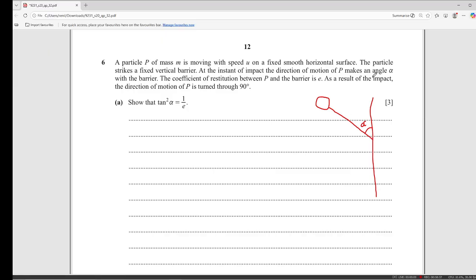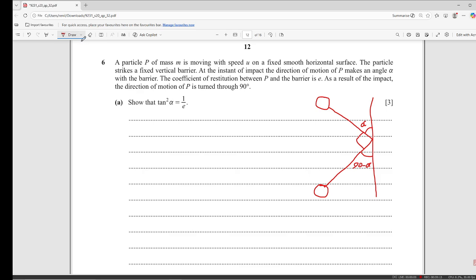Then the coefficient of restitution is E. As a result, it changes direction through 90 degrees, so it moves like this. This is 90 degrees and this is another ball. Now here's an interesting part. Since all the angles on a line add up to 180, alpha plus 90 plus, let's call this beta, equals 180. This means that this is 90 minus alpha. This is going to be a massive clue. As a result, it is turned through impact.